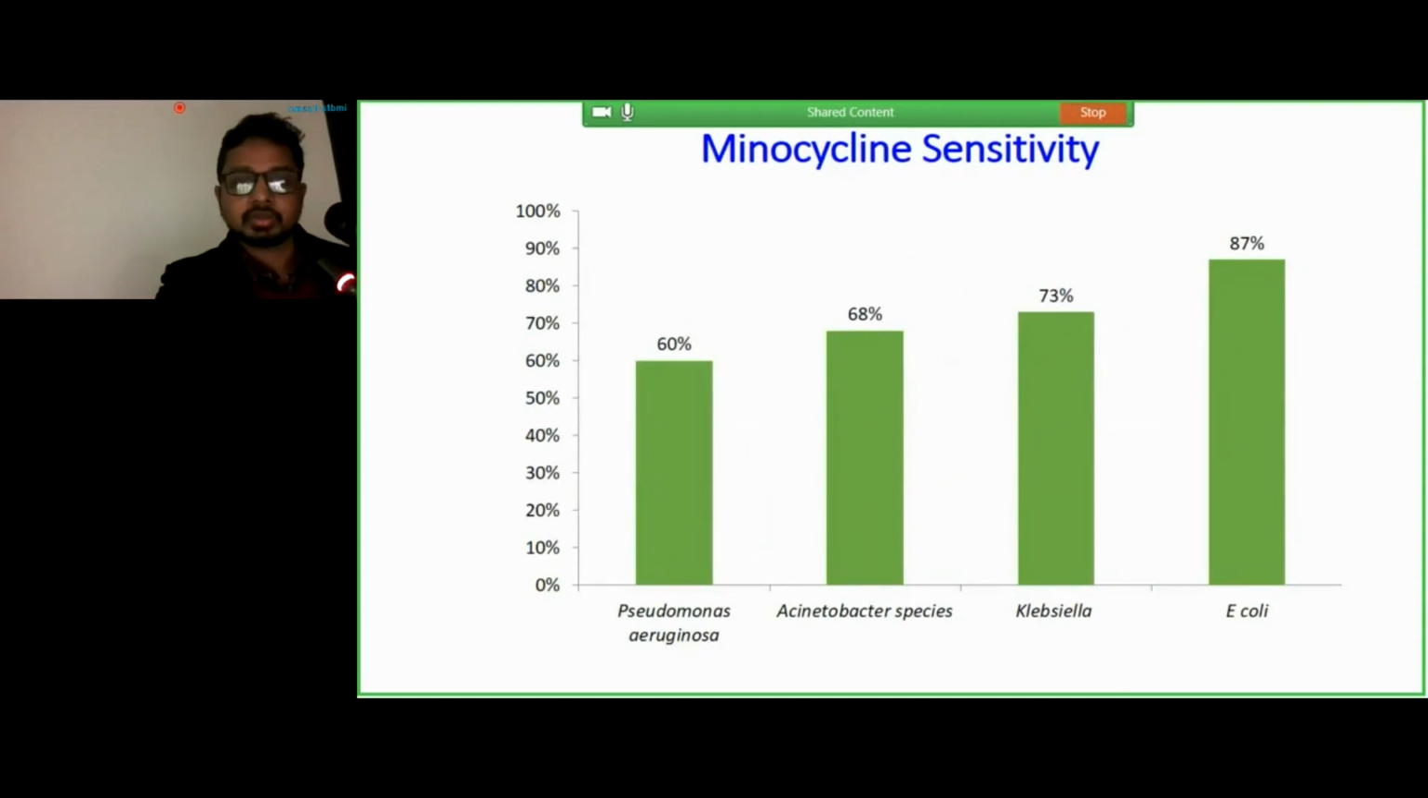Minocycline has now emerged as a choice for treating MDR cases, especially for the Enterobacteriaceae group, E. coli, Klebsiella, and gram positives also. In MDR cases, many centers are using minocycline. E. coli were sensitive to minocycline, followed by Klebsiella around 73%.